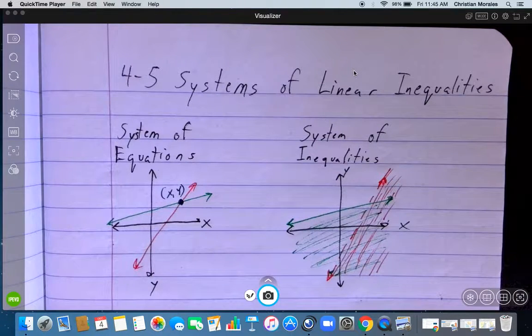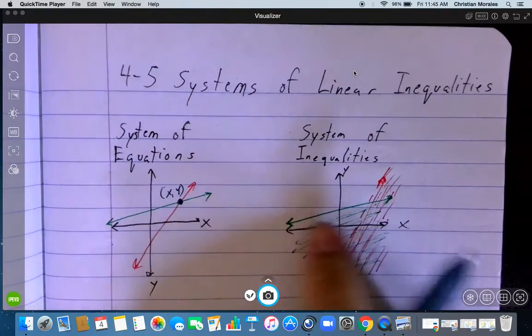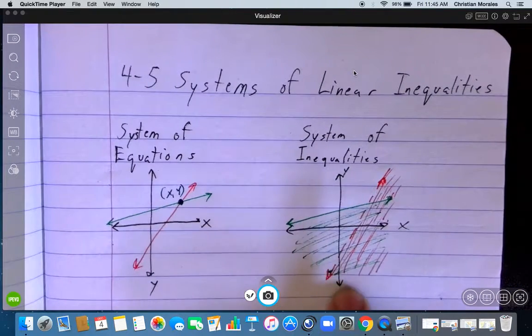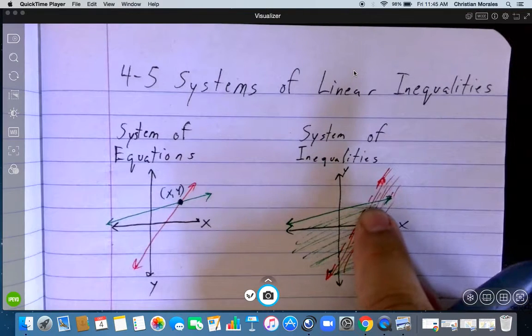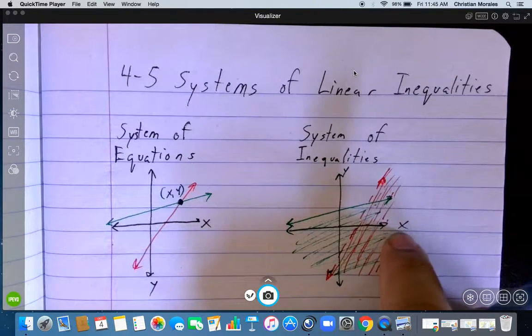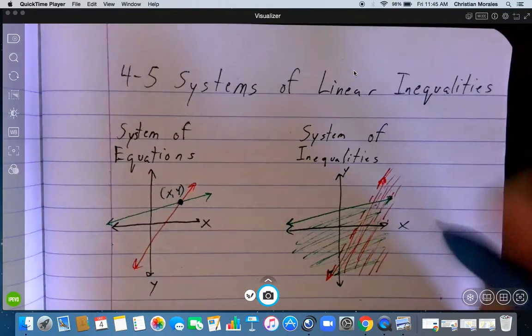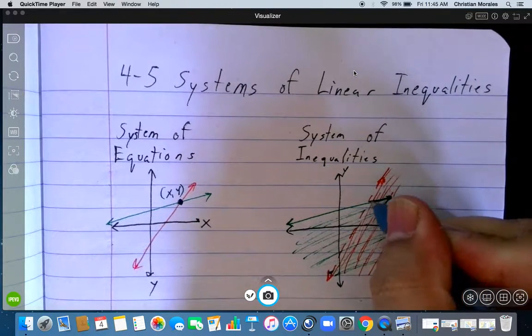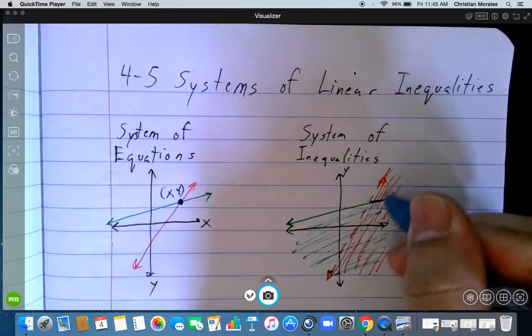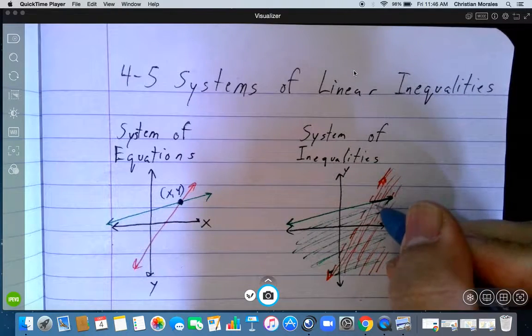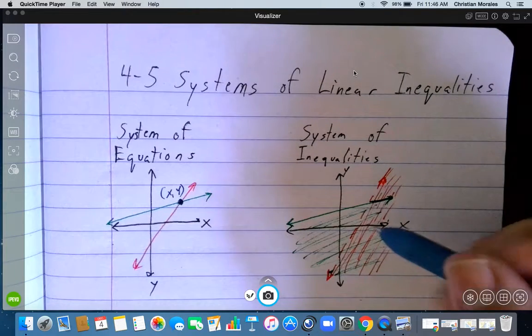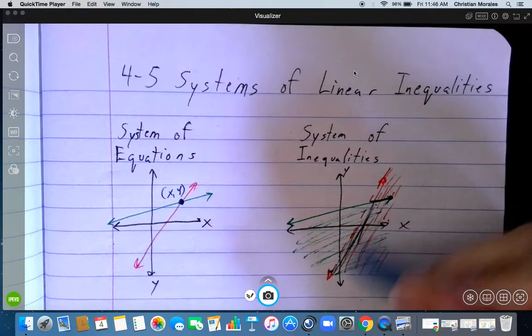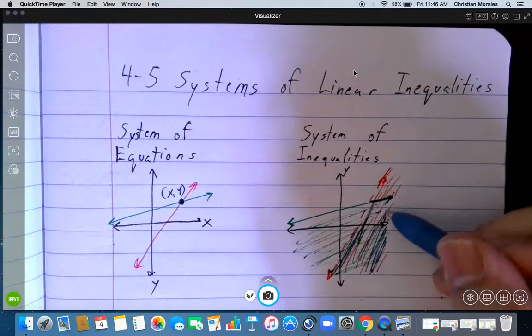Now, the difference with a system of inequalities is because there's shading involved. You would have one line shading one direction and another line shading another direction. Your answer is not this point. Your answer is the overlap. So for example, the solid line is here with the red, so there's overlap here, and this green shade is also with the red shading, so other points over here would also be answers.